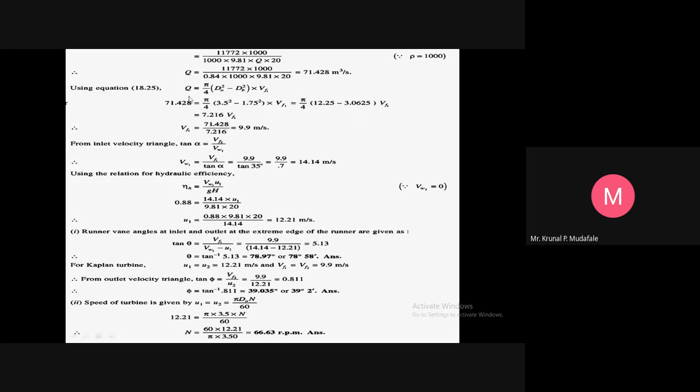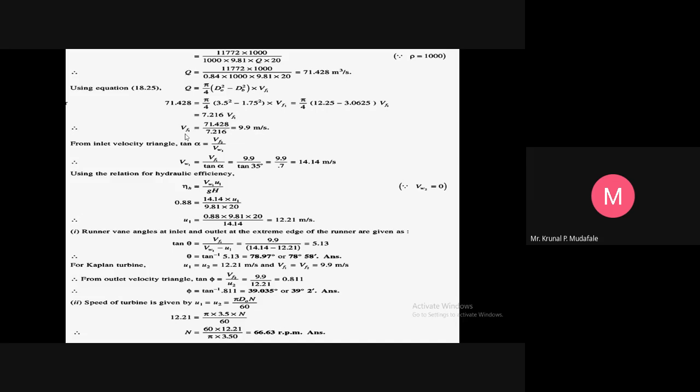Now what is our unknown factor here? We know the discharge value, and we know the diameter at the inlet, the diameter at the outlet, and the hub diameter in meters. The only unknown is Vf1, that is the flow velocity at the inlet. So from this equation, we put in the values and get the flow velocity at the inlet as 9.9 meter per second. Now you have the velocity of flow at the inlet.